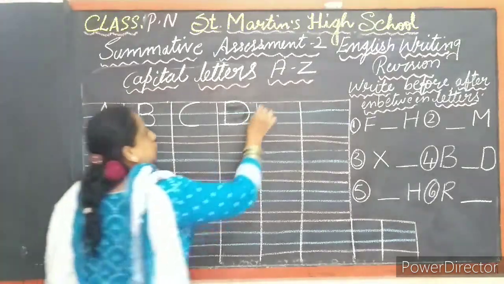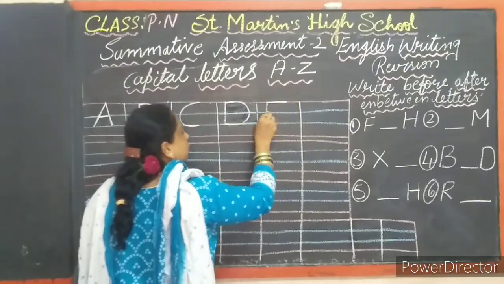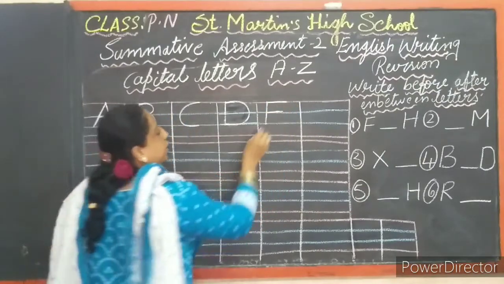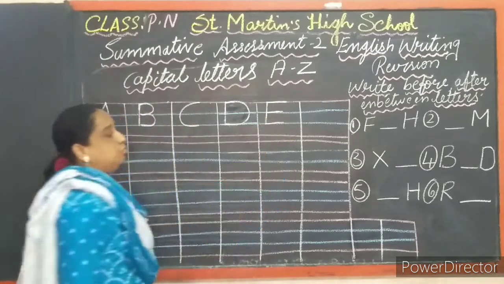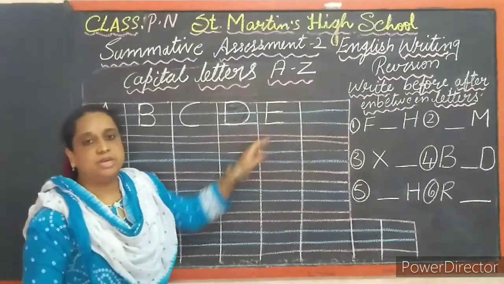E. Very good. Now, one standing line and one sleeping line on the top red line, one more sleeping line to the first blue line and one more sleeping line to the second blue line makes letter E. Understood, children? After E, what letter will come?